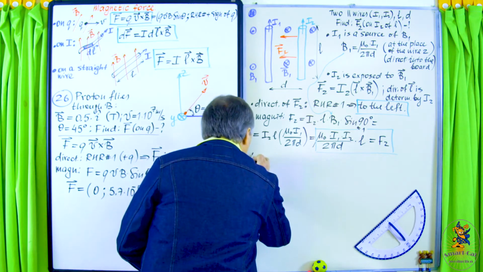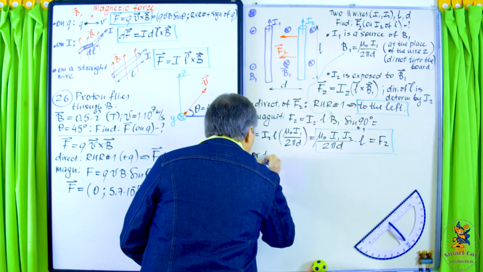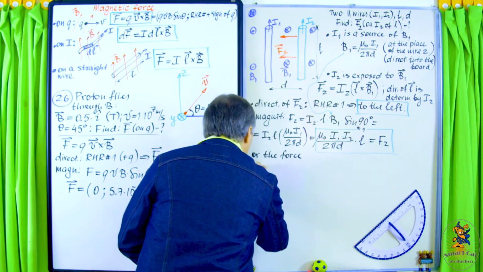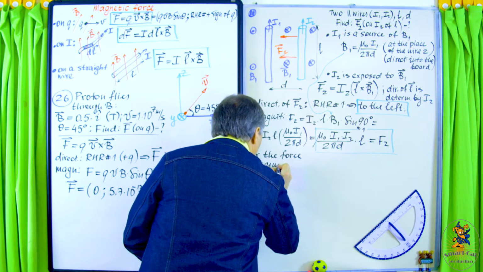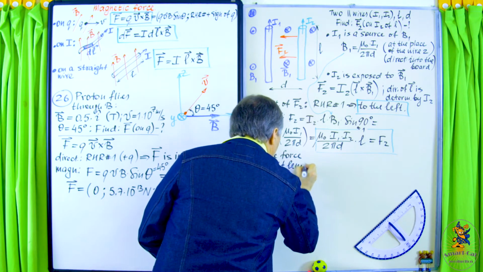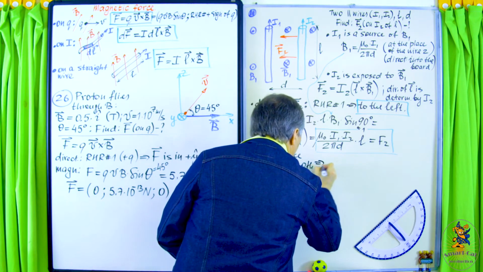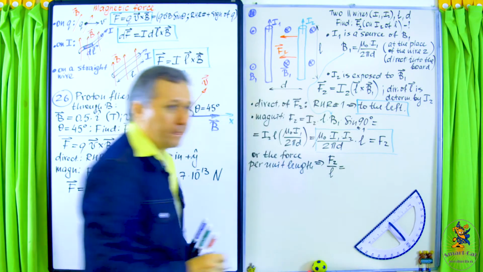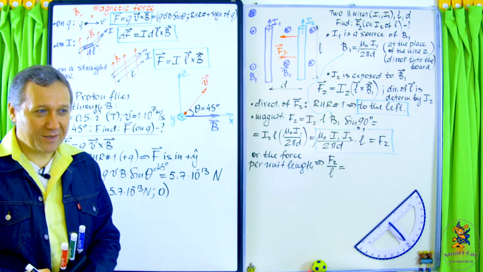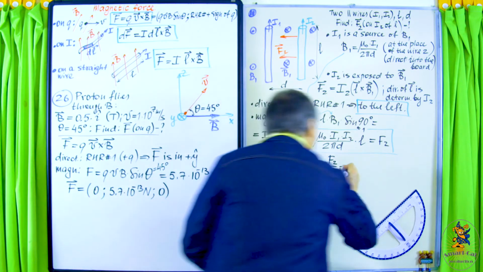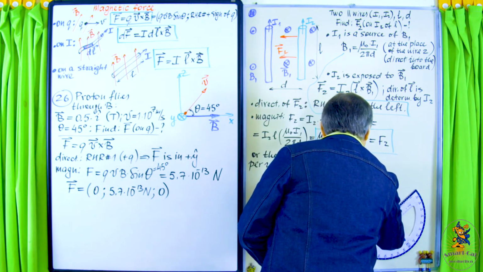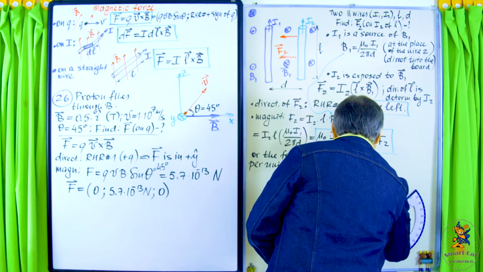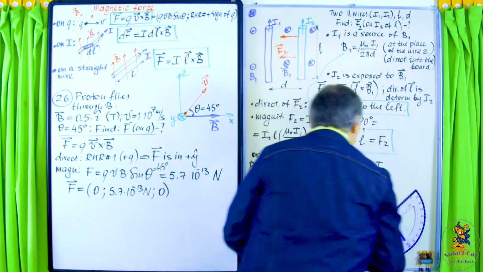Right? Or let me write the force per unit length. So it will be F2 divided by L, and you just rewrite everything without L. So it's mu naught I1 I2 divided by 2 pi d.